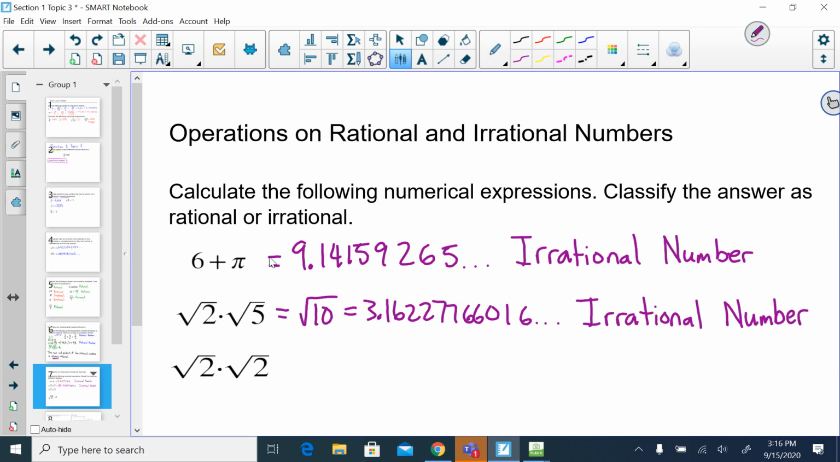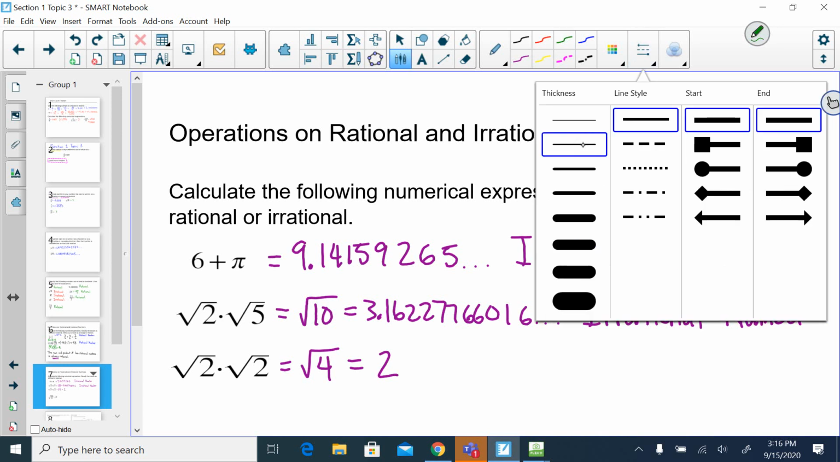Square root of 2 times square root of 2. This is going to be the square root of 4. The square root of 4 is 2. We can write 2 as a fraction. So this is what we would call a rational number. Here's a different color.